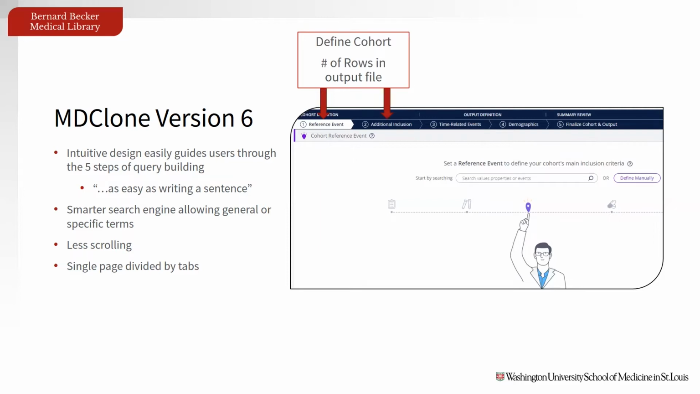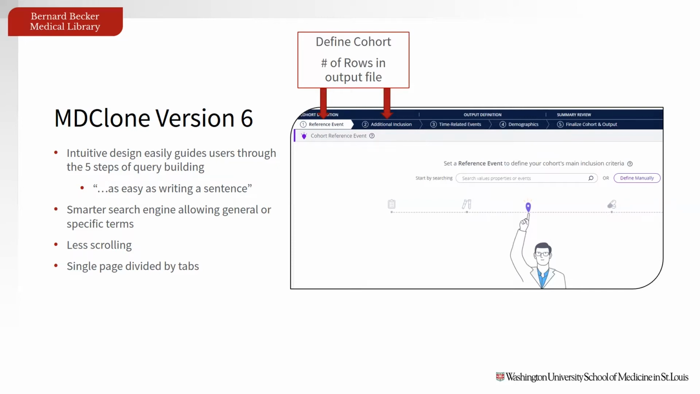But this is where you would say, let's say I'm searching for all people who were diagnosed with diabetes between the years of 2010 and the end of 2019, so that whole decade. And I'm looking for people who have been prescribed metformin. That could be an additional inclusion. So that's how I'm telling mdclone, this is all the people that I'm looking to find.